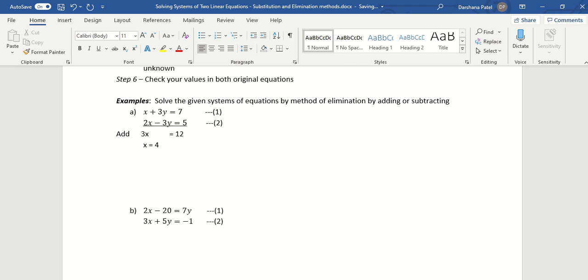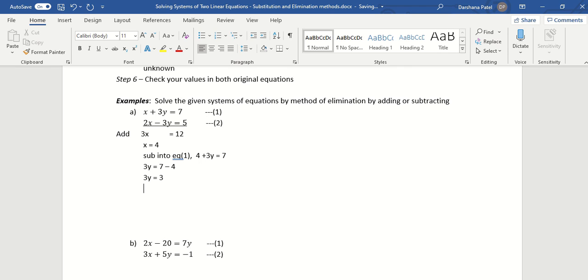Now that we have the solution to one variable, we will substitute that into any of the previous equations. Substitute into, let's say, equation 1 for example. We will get 4 plus 3y equals 7. So then we can say 3y equals 7 minus 4. So we get 3y equals 3. That means then y equals 1. So the solution here will be x being 4, y being 1.